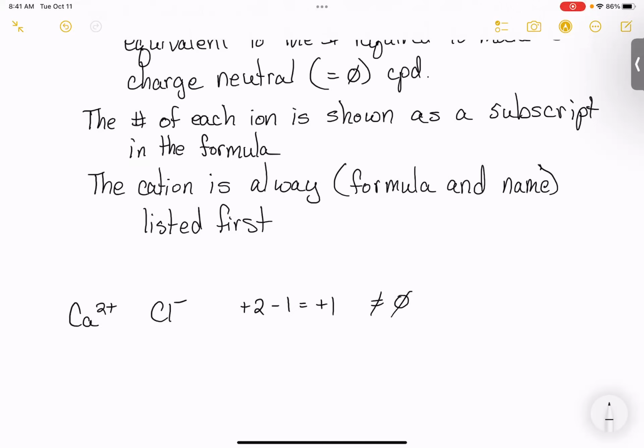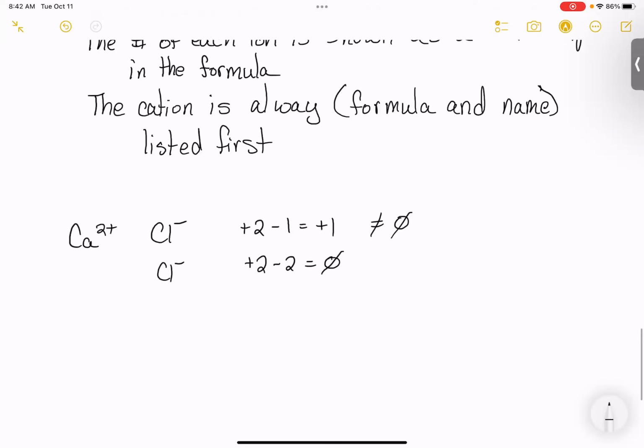So it's not in a 1-to-1 ratio because compounds must be charge neutral. The one in the lowest quantity is the negative charge, so we're going to add a second chlorine. When we do so, we have +2 from the calcium, and we now have -2 from the 2 chlorines. That gives us an overall charge of 0. So now it is charge neutral. So in order to make a compound with calcium and chlorine, you need 1 calcium and you need 2 chlorines.